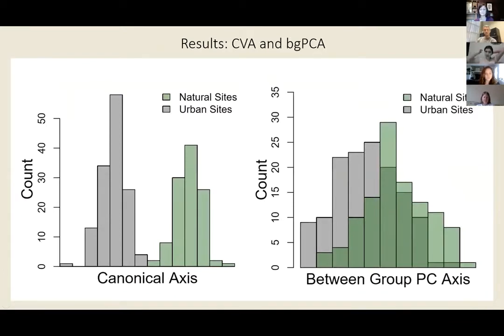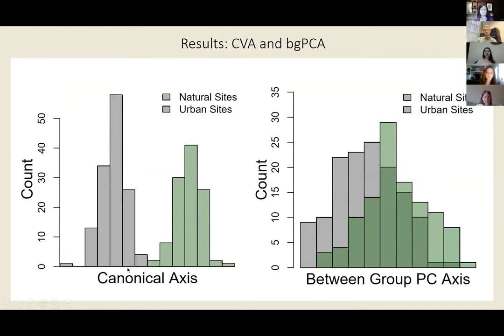So what I decided to do after that to actually compare groups, urban and natural, is the CVA and the BGPCA. For the canonical variate analysis, you just give it your groups, and it maximizes shape differences between these two groups. And so it finds the axis that does that. That's why we have this one axis, and they did clearly separate out, with urban in gray and green are natural.